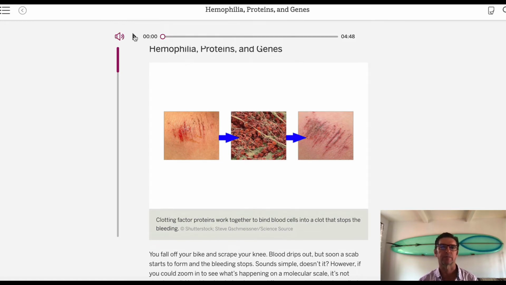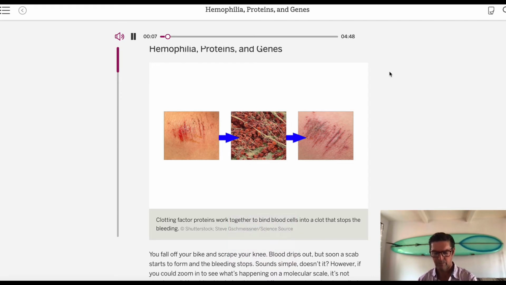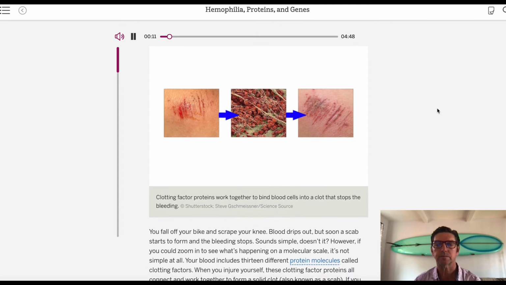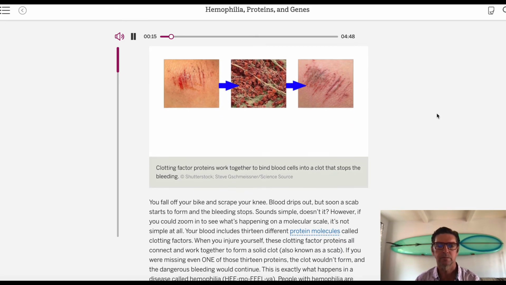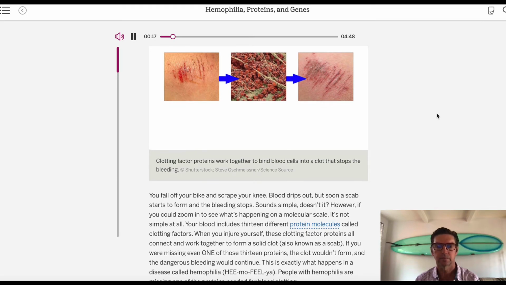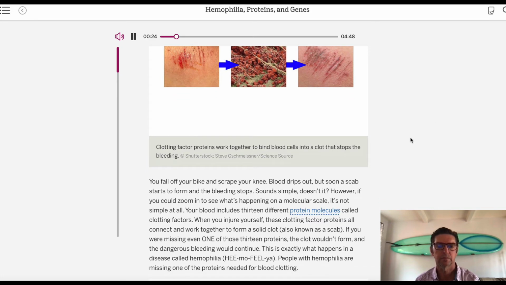Hemophilia, proteins, and genes. You fall off your bike and scrape your knee. Blood drips out, but soon a scab starts to form and the bleeding stops. Sounds simple, doesn't it? However, if you could zoom in to see what's happening on a molecular scale, it's not simple at all. Your blood includes 13 different protein molecules called clotting factors.